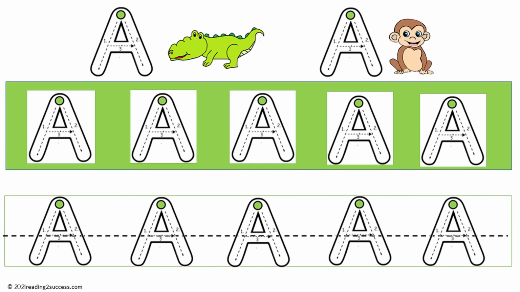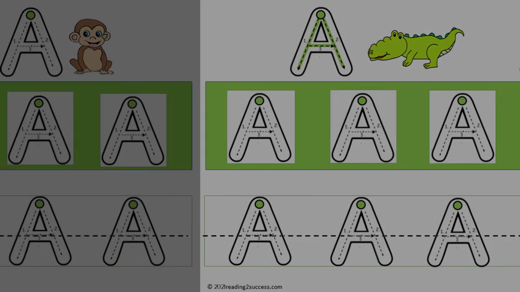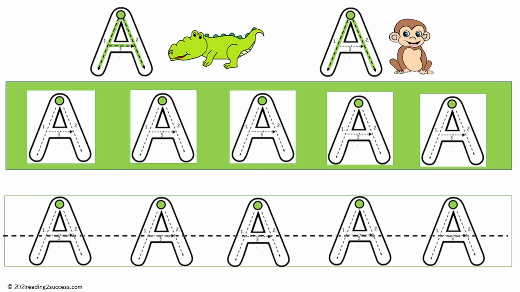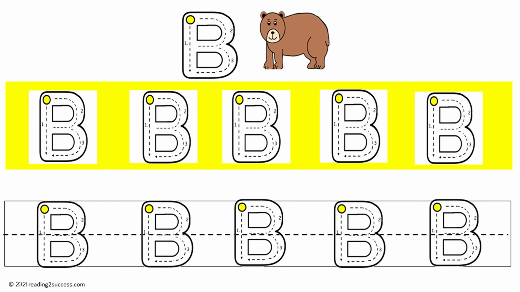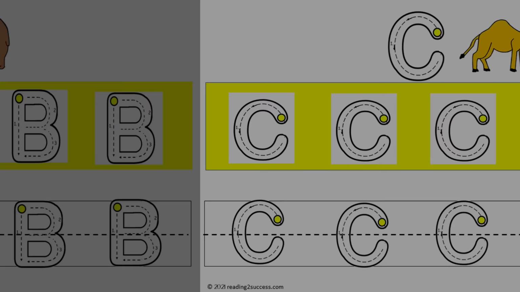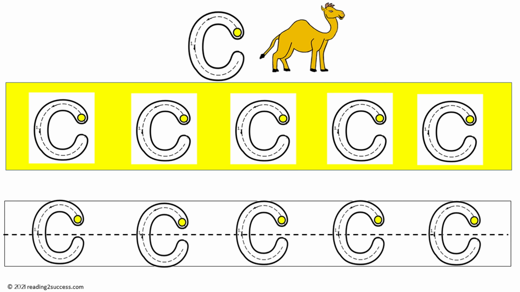Now with kids, do the top 2 A's and then have them complete the rest of the A's following the numbers and the arrows. Follow the same procedure with the B practice page and then with the C practice page.